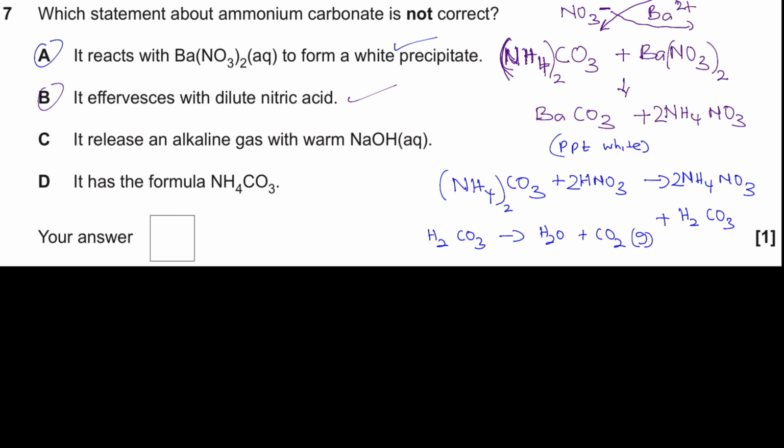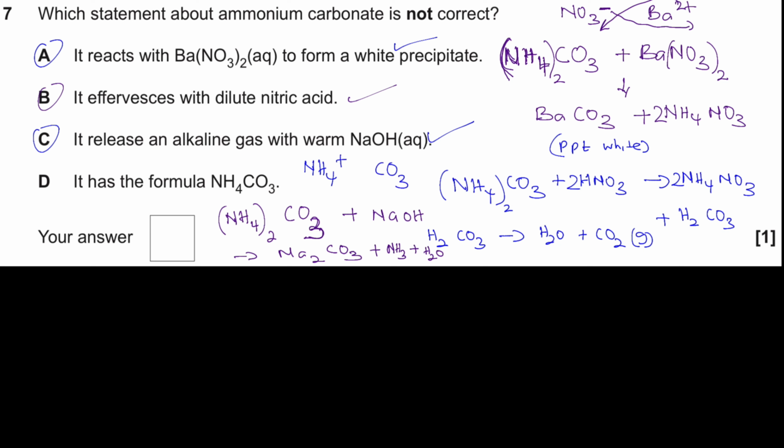Yes, if we react ammonium carbonate, remember it's 2 NH4 because NH4 is +1 and carbonate is 2-. You need 2 NH4 to balance with the carbonate, plus sodium hydroxide. You should be getting ammonium hydroxide and sodium carbonate. So we get sodium carbonate plus ammonia plus water. And the alkaline gas is ammonia. That will be correct as well. Tick that, that's correct. And finally, ammonium is NH4 plus and CO3 is 2-.